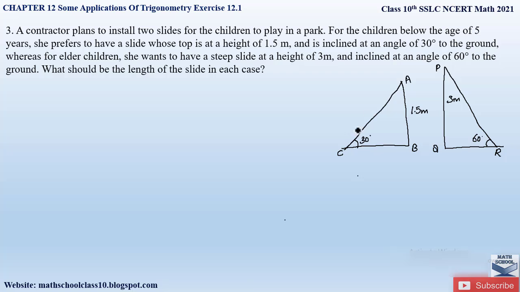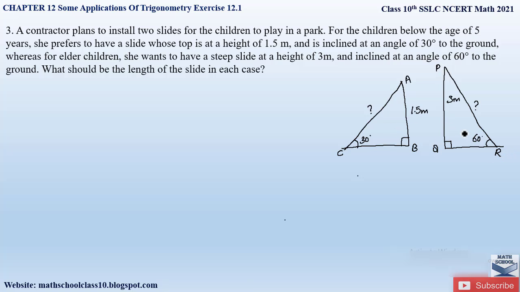In this case, the length of slide is AC, so we have to find out this side. And in the second case, the length of slide is PR, so we have to find out this side PR. Also you can observe that the height of slide is perpendicular to the ground, so this will be our 90 degree angle. Therefore triangle ABC forms a right angle triangle. Similarly, PQ is the height of the slide which is vertical to the ground. So PQR is a 90 degree angle and therefore triangle PQR forms a right angle triangle.